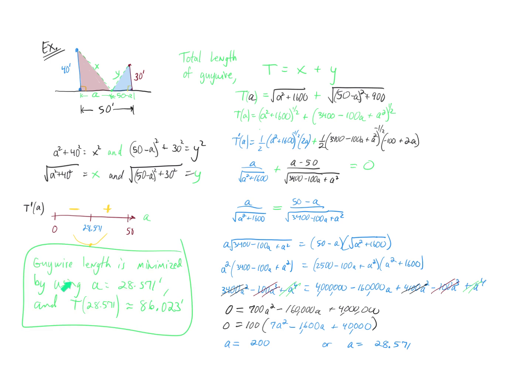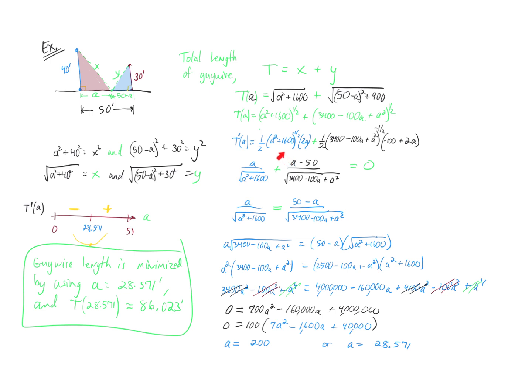And at that point, we will have used 86.023 feet of guy wire. I would like to let you know that I used my calculator to quickly evaluate T prime of 1 in this interval and T prime of 30 for this interval, so I didn't have to do a lot of work with all of this substitution and evaluation.